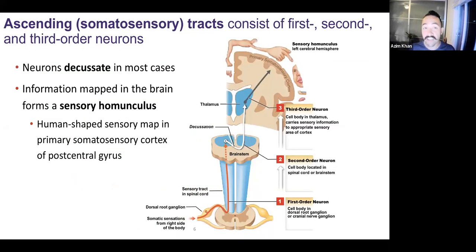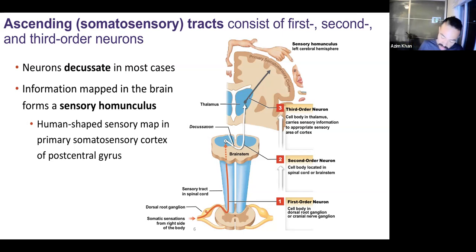When we look at ascending somatosensory tracts, there's generally 3 neurons. Anything neck down, cranial nerves are different. There's often 2 because it's not going as far. But from the neck down, if it involves a spinal nerve and we're sensing something for somatosensation, there's generally 3 neurons. And the terms we give for these neurons are first order, second order, and third order neurons.